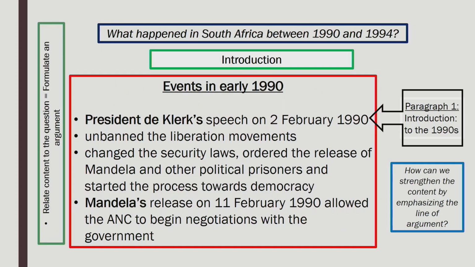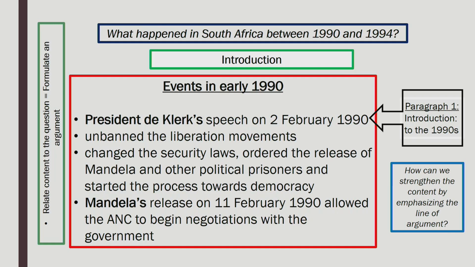This one tells us what happened in South Africa between 1990 and 1994. We start off with our introduction that needs to have a look at the question. Then the next thing we need to do is obviously remember that we have to relate the question in order to formulate our content. I'm going to show you some content that I think is crucial for this paragraph right now in this essay. Then in the next slide, I'm going to show you how I use this content and I link it into the question to help strengthen my line of argument.